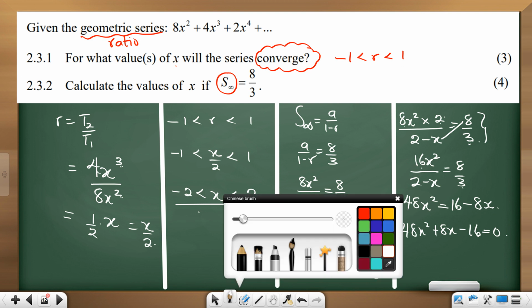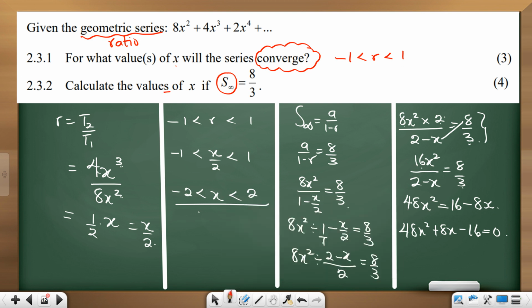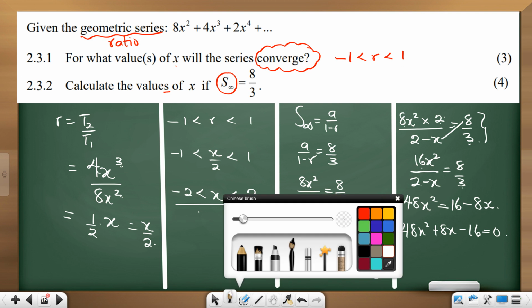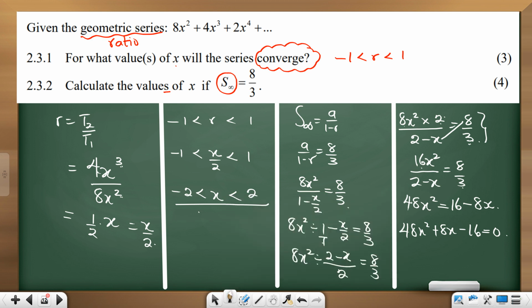And that's why the examiner again said, check. What are the values? So, can we divide by 8? Just to simplify. What is 48 divided by 8? 6x squared plus x minus 2. All right, do you want to factorize? I have a 4 and 3 there, somewhere there.